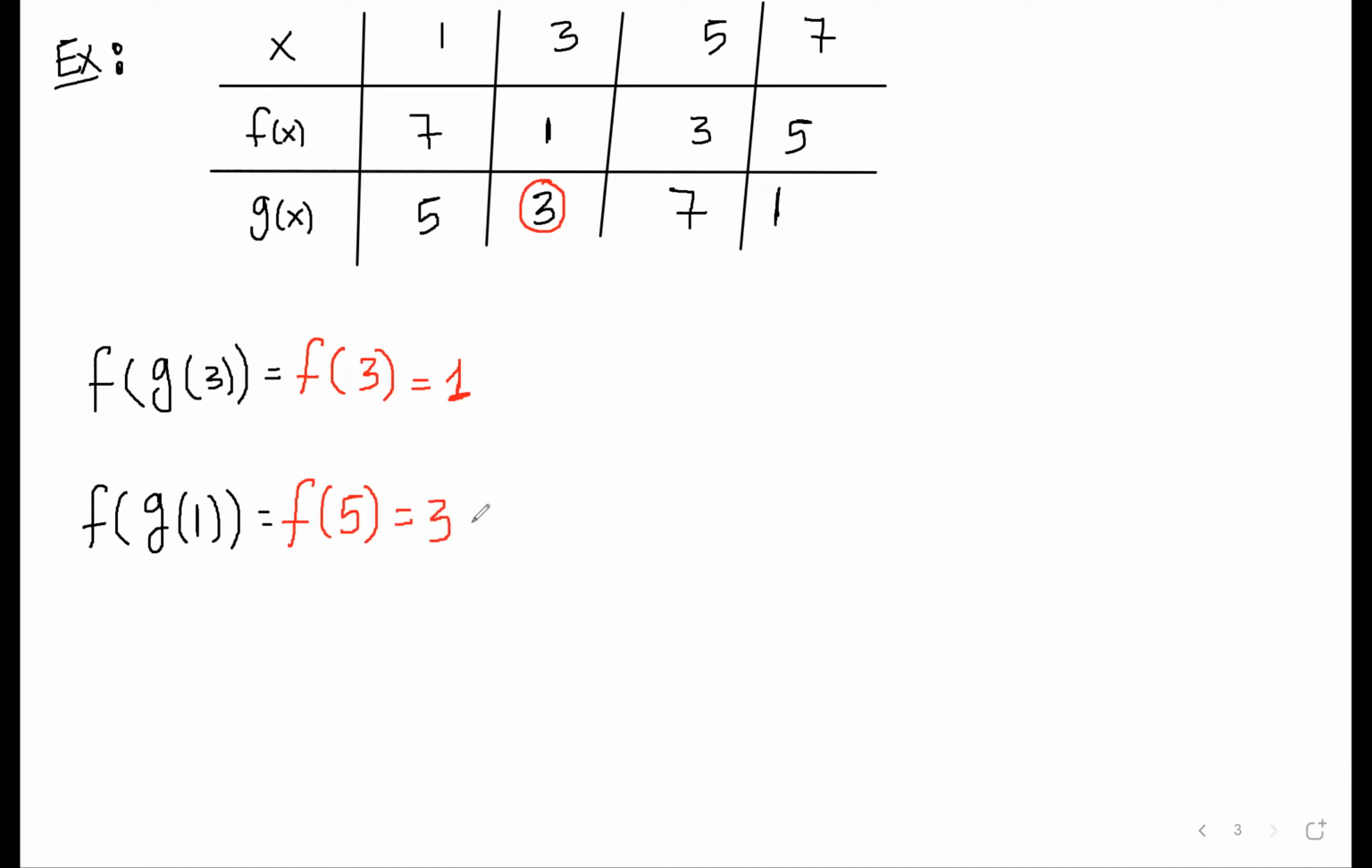Yeah, and if it's g of f, it's the opposite, right? For example, g of f of 7. Same thing. You go to the 7, you find the f value for the 7 is 5. So g of 5. Now you go to the 5, you find the g value for the 5, it's 7. So the answer is 7.